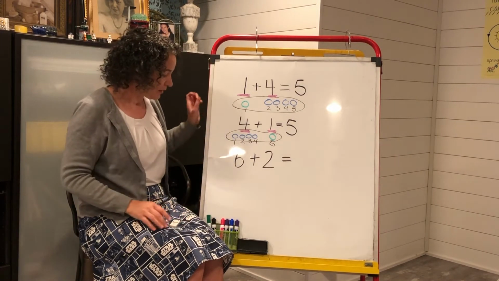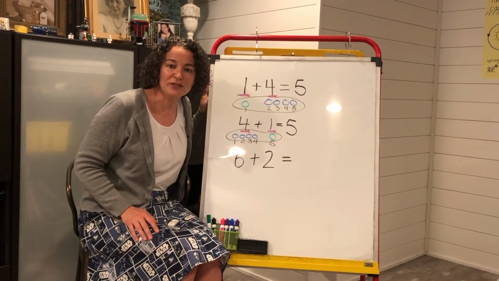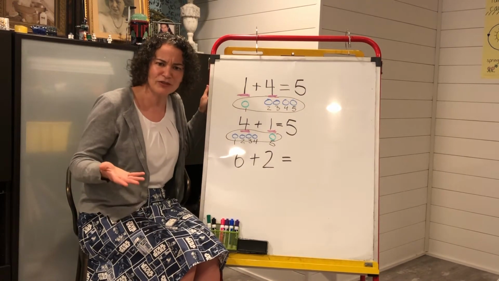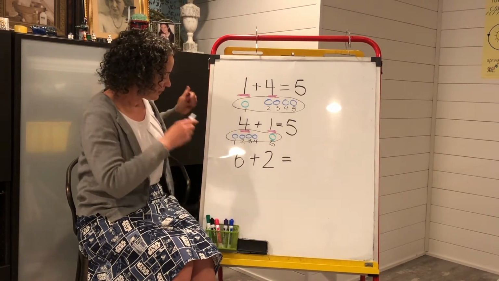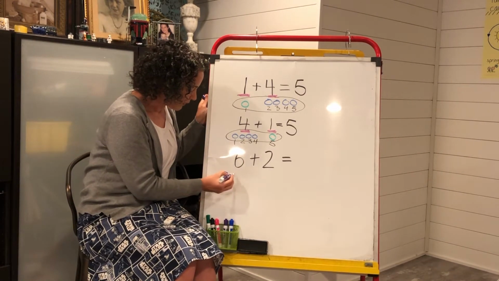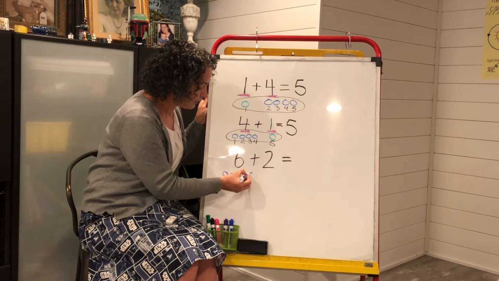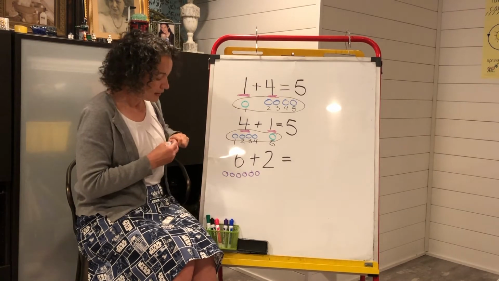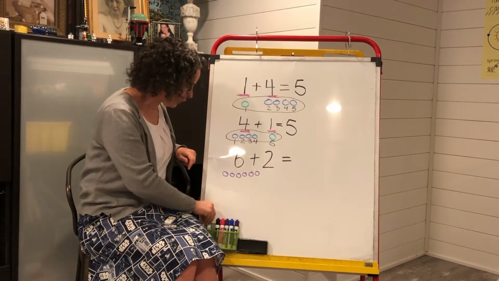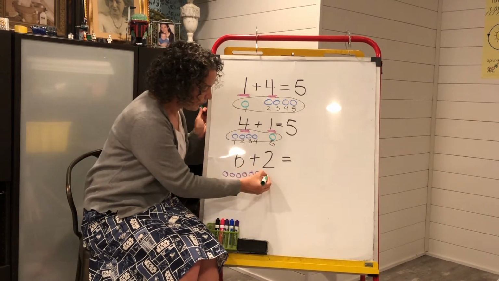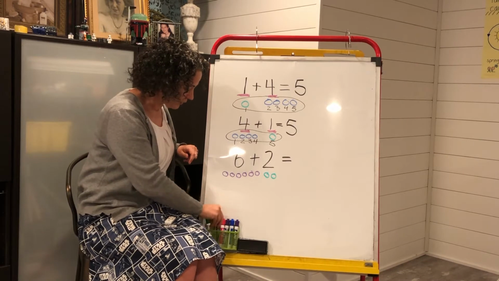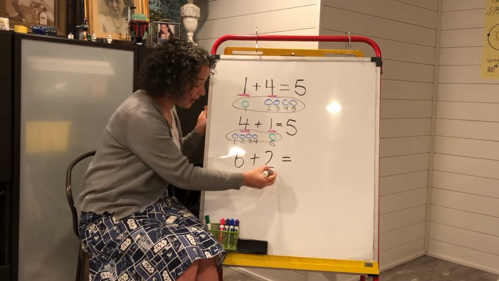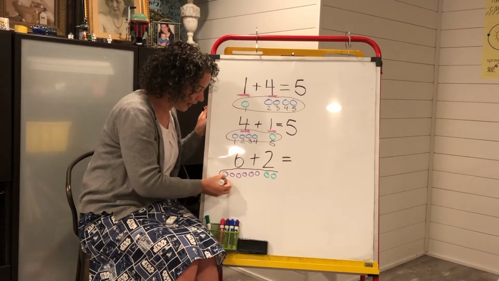Let's try this one. 6 plus 2. What should we do? Yeah, let's draw a quick pick. It worked for us before. So I need 6 counters. 1, 2, 3, 4, 5, 6. And I need 2 more counters. 1, 2. And then, my friends, I'm going to circle the whole thing, because in math, that's how we show in our quick pick we are adding.